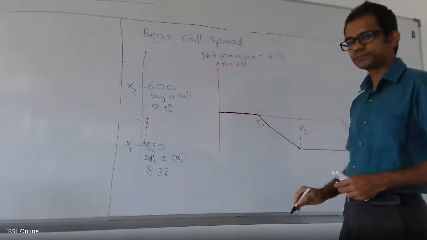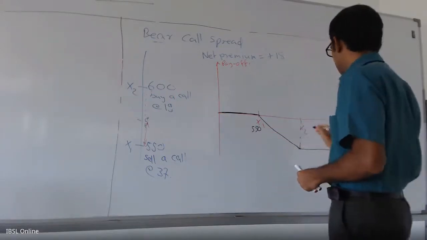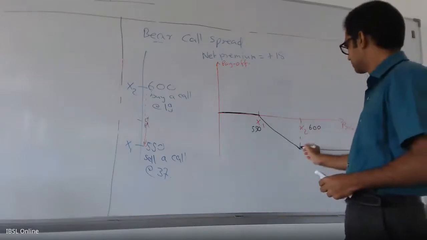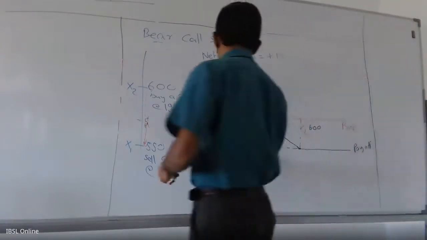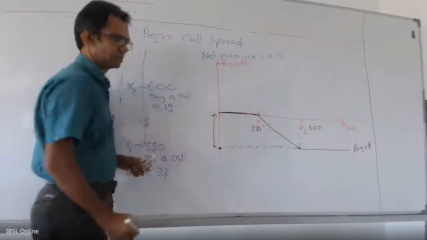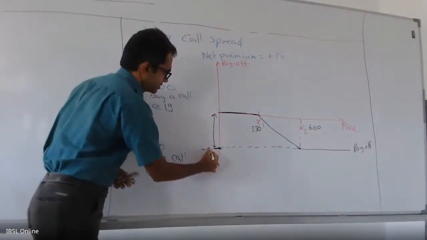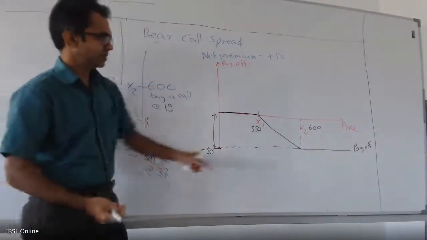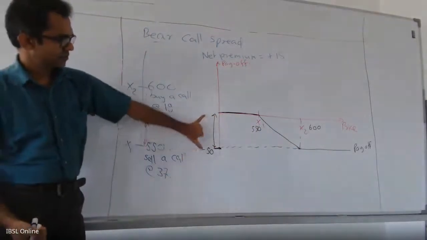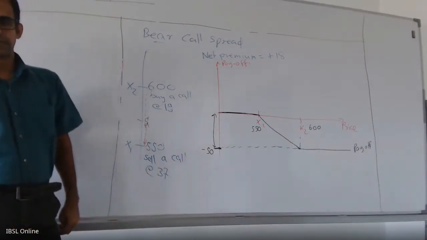Okay, what are the numbers? X1 is 550, X2 is 600. What is this loss? What is the figure here? It's minus 50, the difference between X2 and X1. So you incur a loss of minus 50.